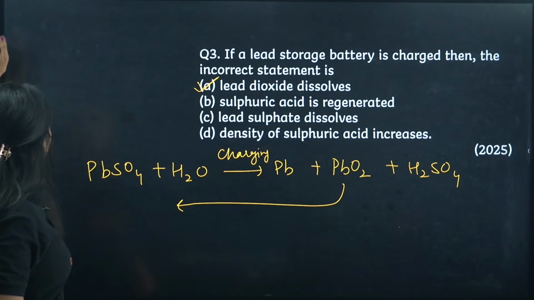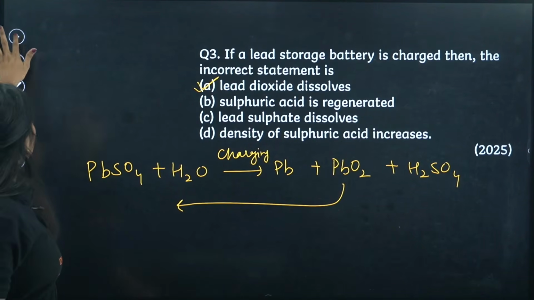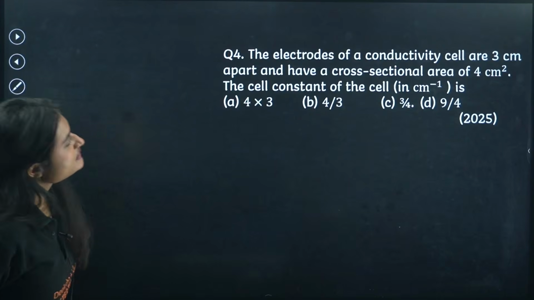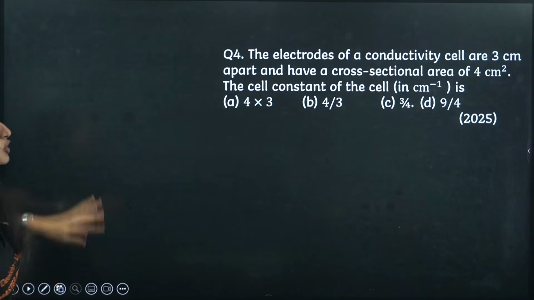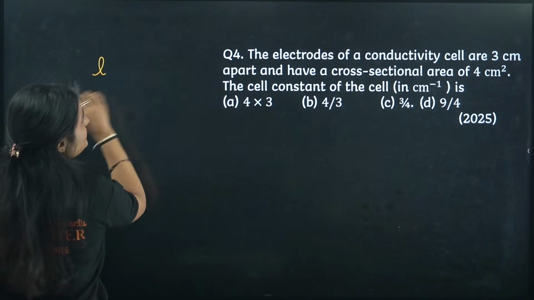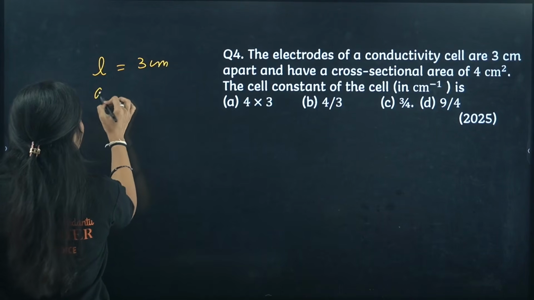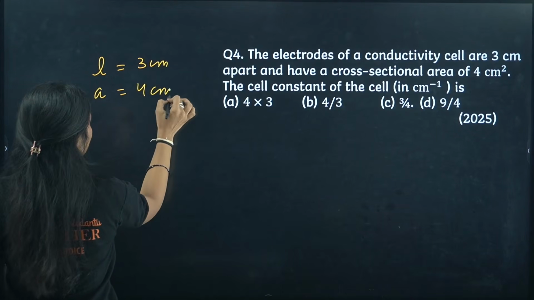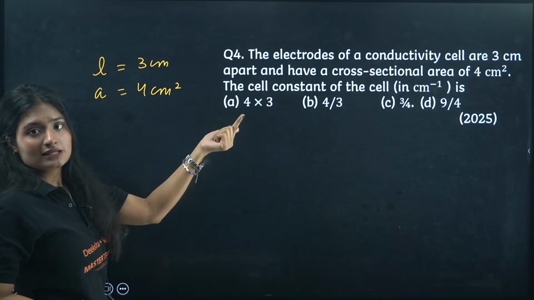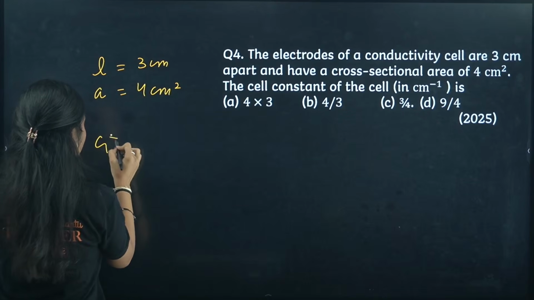Okay. Next question. The electrodes of a conductivity cell are 3 cm apart and the cross-sectional area is 4 cm square. So the length between the electrodes is 3 cm and the area of cross-section is 4 cm square. You need to find the cell constant. Now, cell constant is a very easy one.